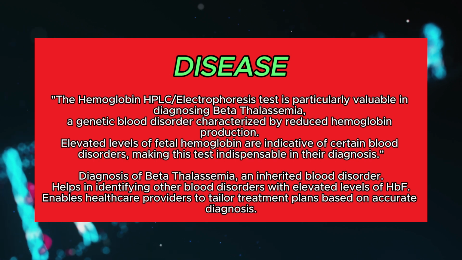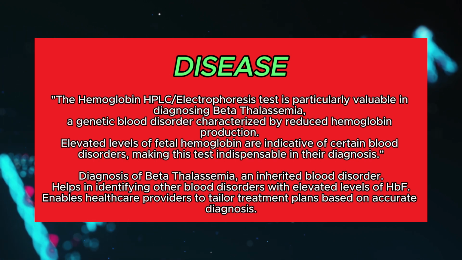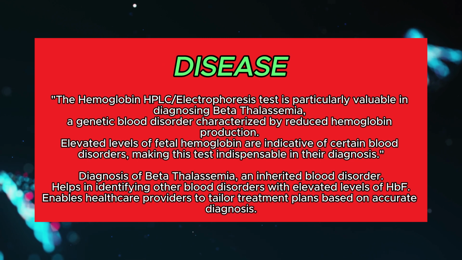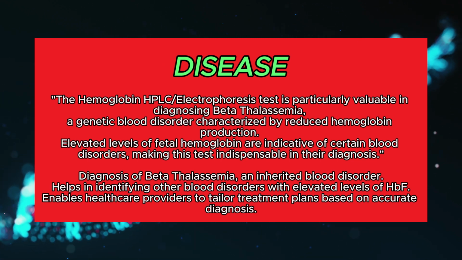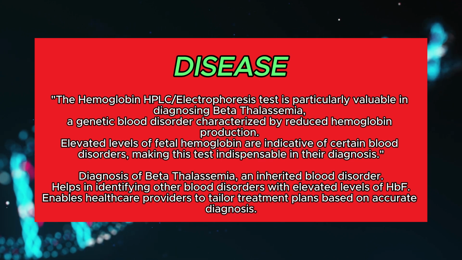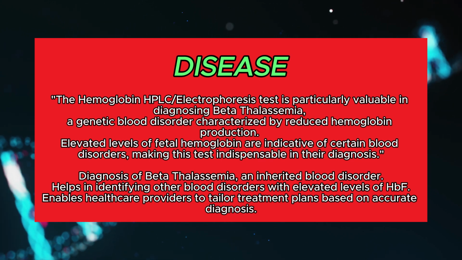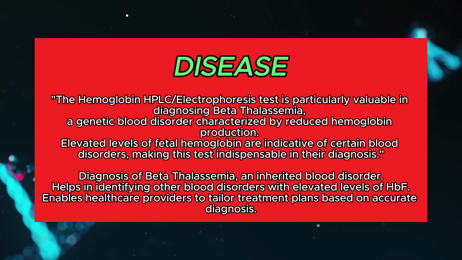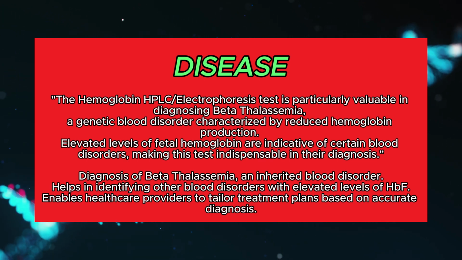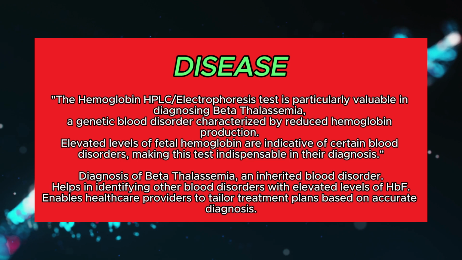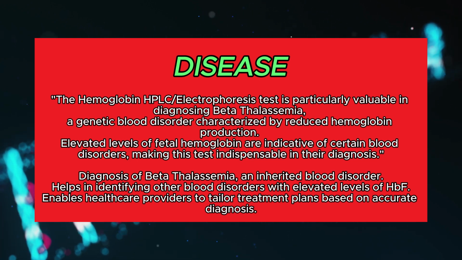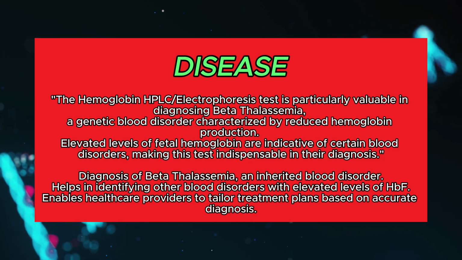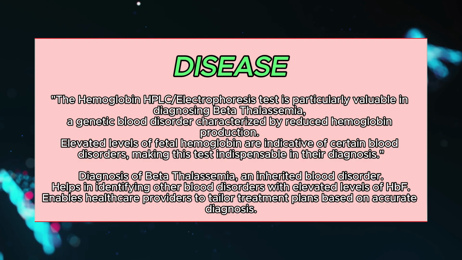Diseases associated. The hemoglobin HPLC electrophoresis test is particularly valuable in diagnosing beta thalassemia, a genetic blood disorder characterized by reduced hemoglobin production. Elevated levels of fetal hemoglobin are indicative of certain blood disorders, making this test indispensable in their diagnosis. It aids in the diagnosis of beta thalassemia, an inherited blood disorder, helps in identifying other blood disorders with elevated levels of HbF, and enables healthcare providers to tailor treatment plans based on accurate diagnosis.